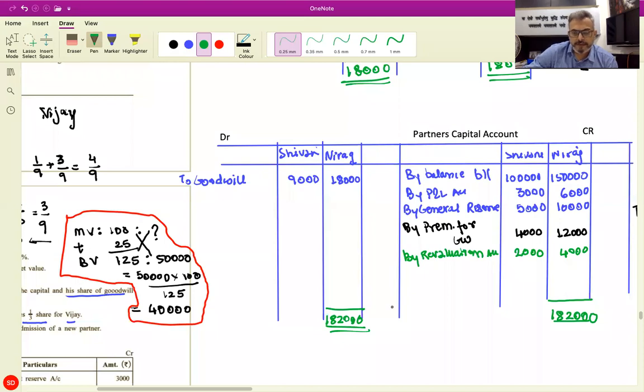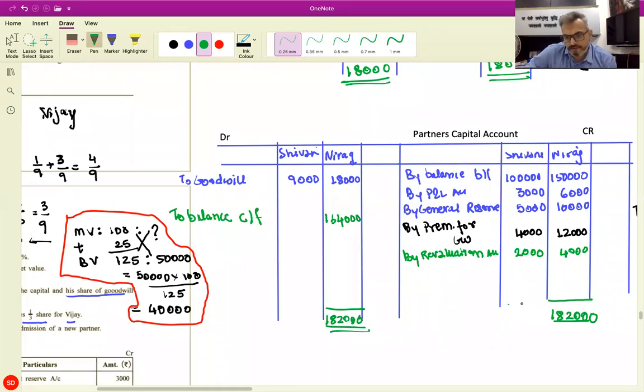1,82,000. Now, from the credit side, we deduct the debit side, we get the balance. To balance carried forward. 182 minus 18,000. So 1,64,000.